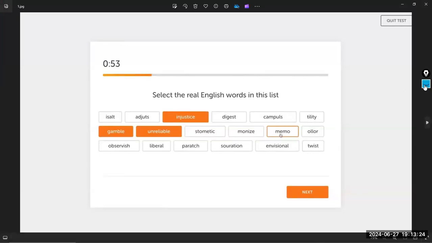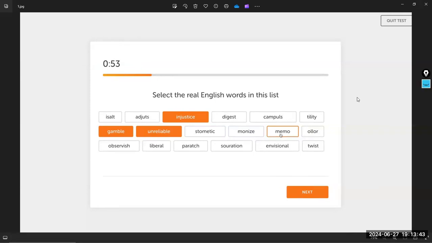So it's like this. Immediately while selecting the correct word, you notice that it turns orange, and these are the words that you don't want to select. They will be the same. You have only 1 minute to select the real words. When you finish, you have to press next.